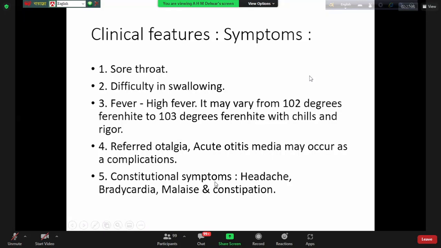Constitutional symptoms. There are generalized symptoms: headache, bradycardia, malaise, and constipation. There is malaise, body ache, headache, and also constipation. Why? Because there is generalized lymphadenopathy when acute tonsillitis is present. Patient may present with acute appendicitis also because there are so many lymph nodes. So when tonsillitis starts, there is generalized lymphadenitis through the whole body.